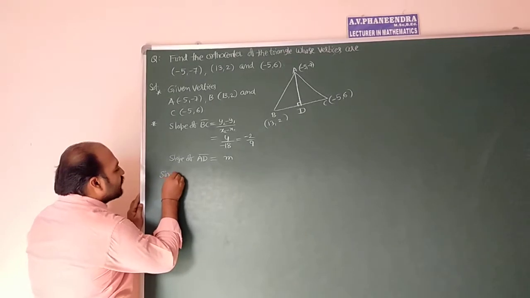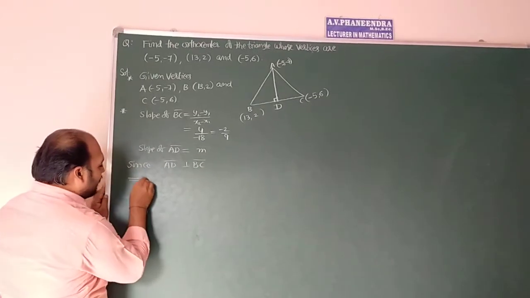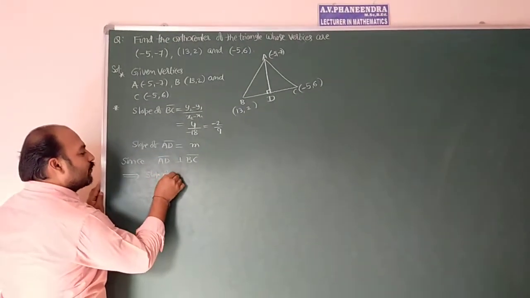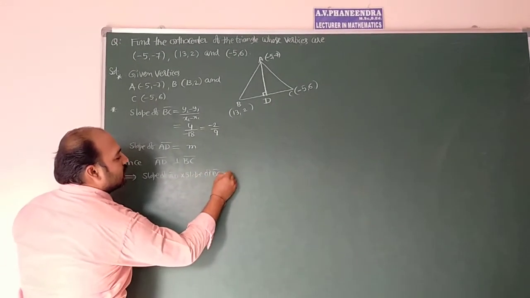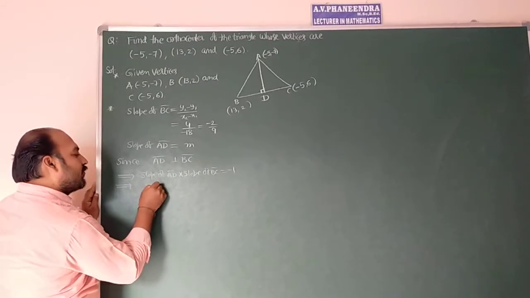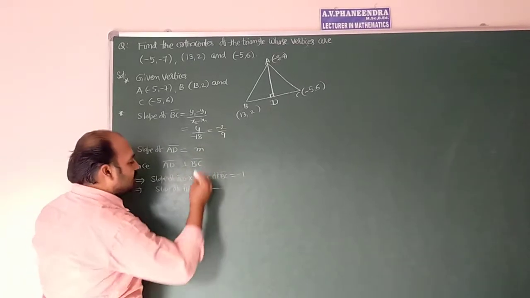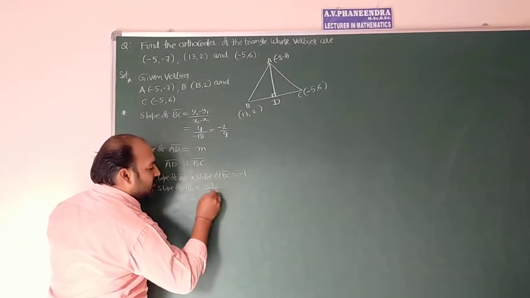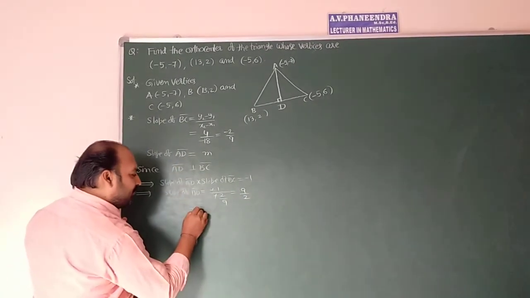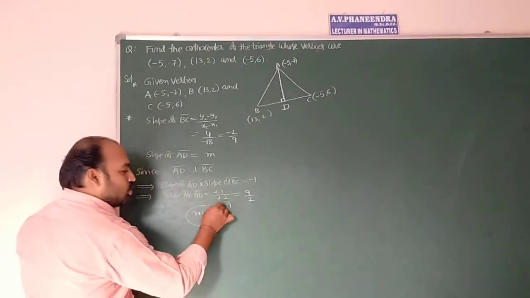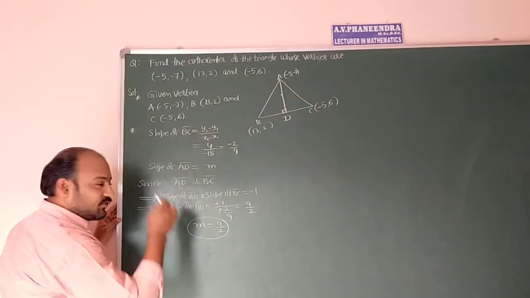Since AD is perpendicular to BC, that implies slope of AD into slope of BC is equal to minus 1. That implies slope of AD is equal to minus 1 by slope of BC. Slope of BC is what here? Minus 2 by 9. So the denominator becomes the numerator. Slope of AD, what we have here, M. M is equal to 9 by 2. Slope we know that, and AD passes through the point -5, -7.